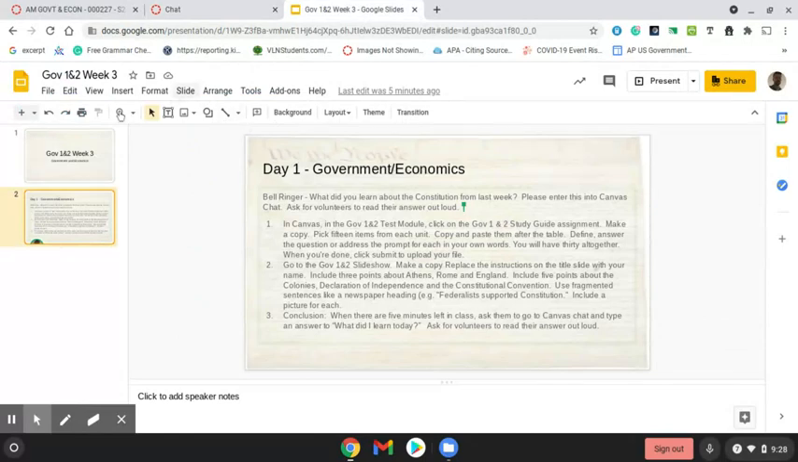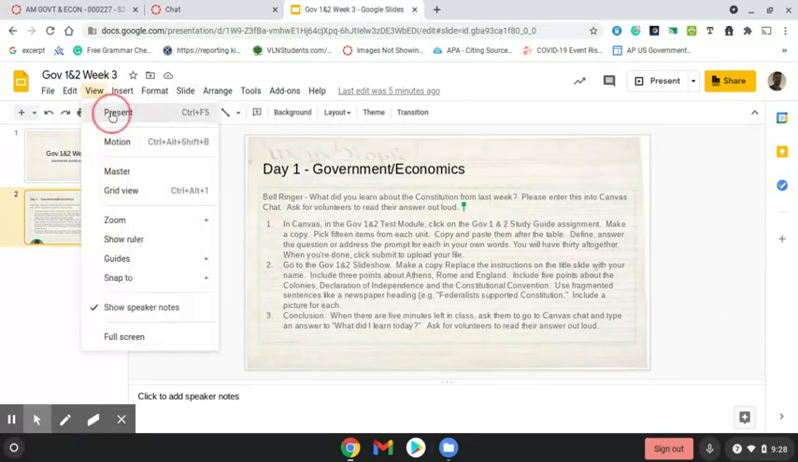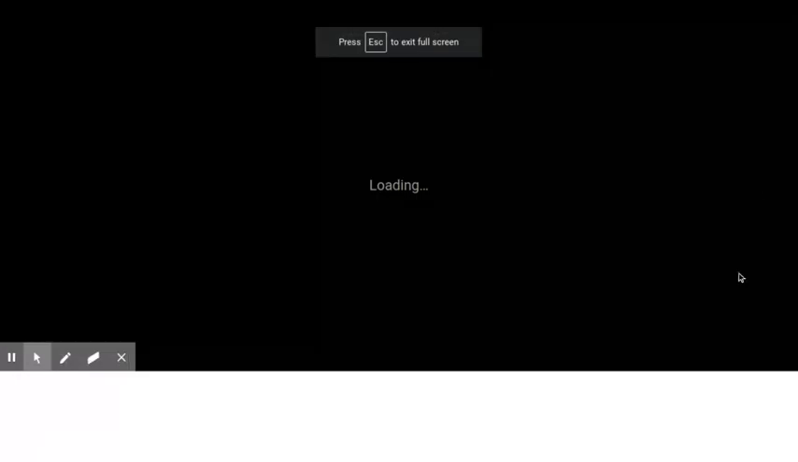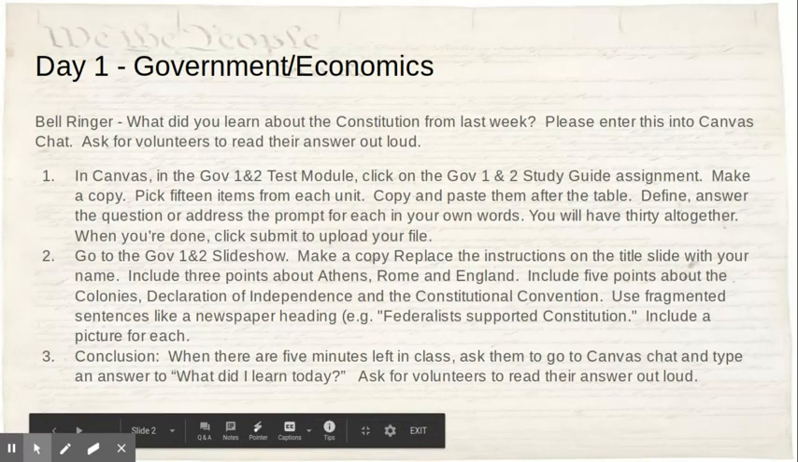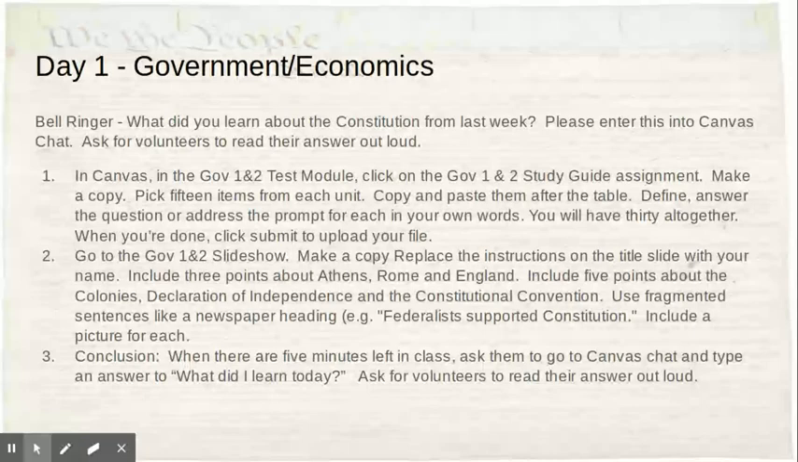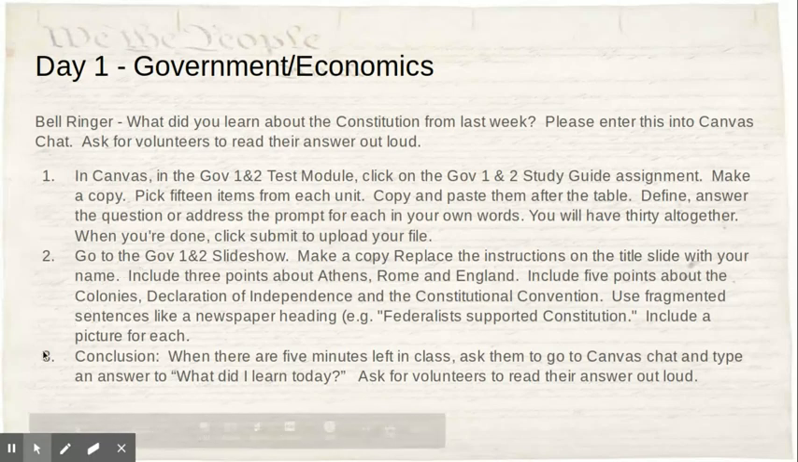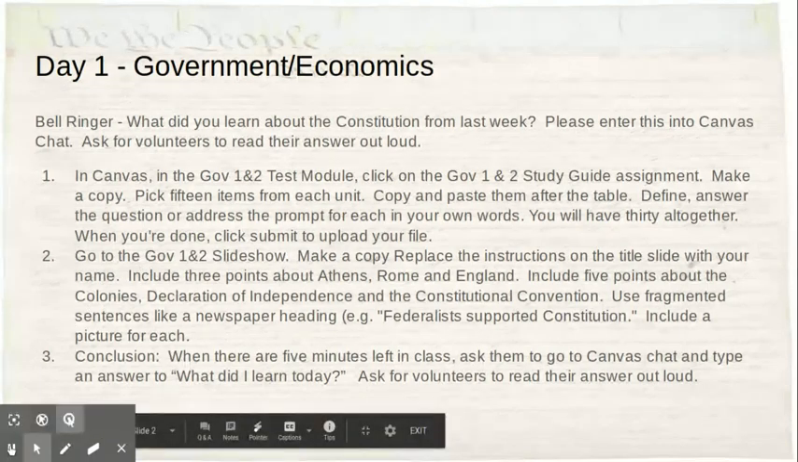But if we look up here at the screen, we can see the agenda. Of course, we only have a 4-day week. Thursday will be the test. You can take the multiple choice and true and false part up to twice, just like the quizzes. But we'll make sure everybody does it on Thursday. But the first item on here, number 1, says in the Government 1 and 2 test module, click on the Government 1 and 2 study guide.